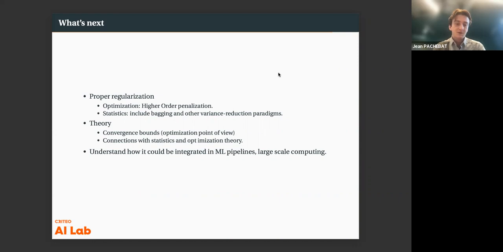On the theory side, it would be interesting to get convergence bounds. This is more from the optimization point of view, and making a connection with statistics and optimization theory, which were the founding domains of gradient boosting. And third of all, it would be interesting to understand how these apparently more efficient methods could be integrated in machine learning pipelines and how they could help with large-scale computing.